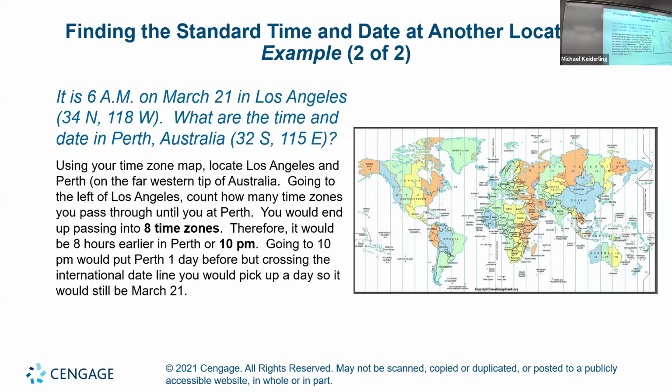So here's a way you can work that through, like we talked about. If we locate Los Angeles, if you go west, you would go 8 time zones, therefore it'd be 8 hours earlier, or 10 p.m., with Perth one day before, but you cross the international date line, you pick up a day, so it'd still be March 21st. You can go either east or west. Both ways work. Sometimes it's easier to avoid crossing the international date line, so you don't have to think about it. But either way works.